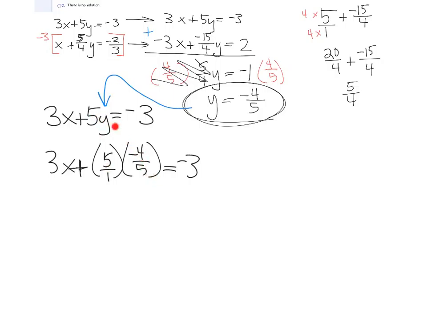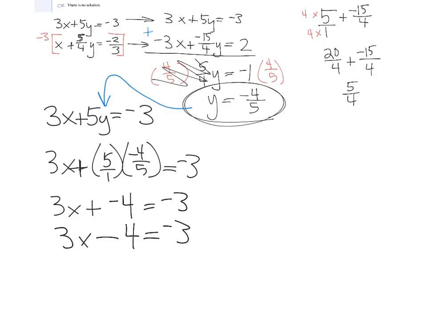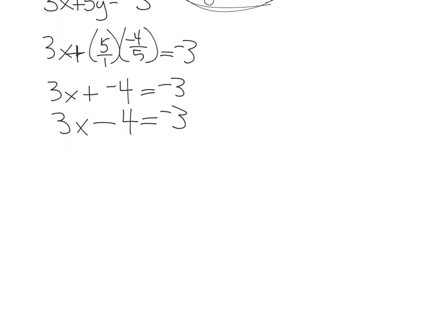We replaced it with the negative 4/5. And so we end up with 3x plus, and then what's this? Well, the 5's cancel, and so that leaves us with negative 4 equals negative 3. So I want you to think of this as 3x minus 4 equals negative 3. And now how will we solve this algebraic equation? Well, you add 4 to both sides. You end up with 3x equals 1. And then you divide both sides by 3, and you end up with x is equal to 1/3.